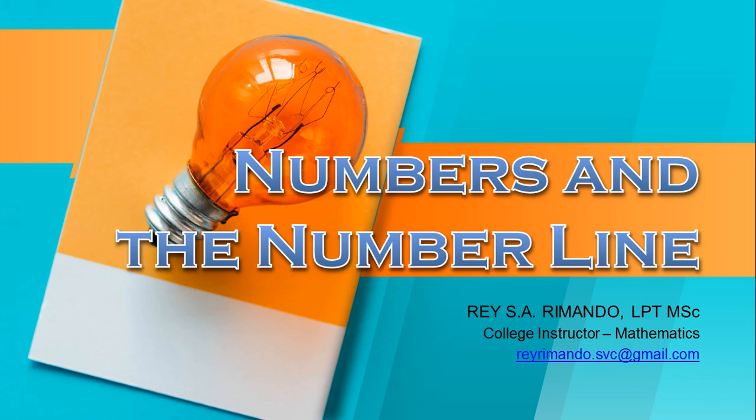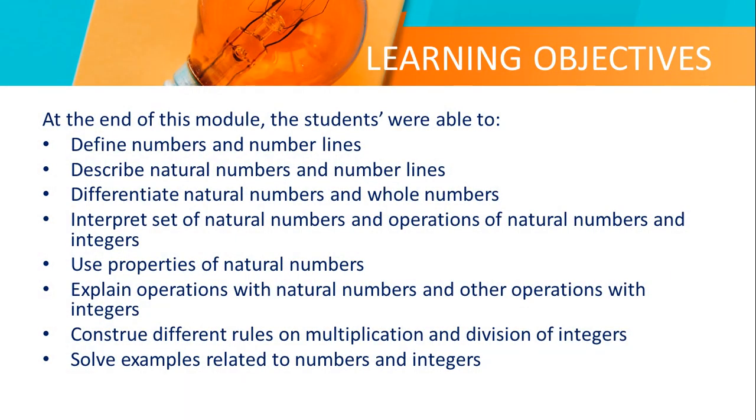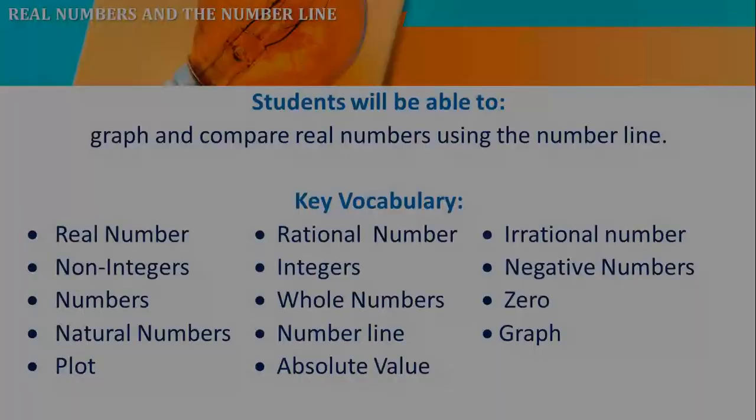And number line. So at the end of this module, the students were able to, first, define numbers and number lines. Describe natural numbers and number lines, and differentiate natural numbers and whole numbers, interpret the set of natural numbers and operations of natural numbers and integers. You have to use properties of natural numbers, explain operations with natural numbers and other operations with integers, construe different rules on multiplication and division of integers, and last is to solve examples related to numbers and integers.